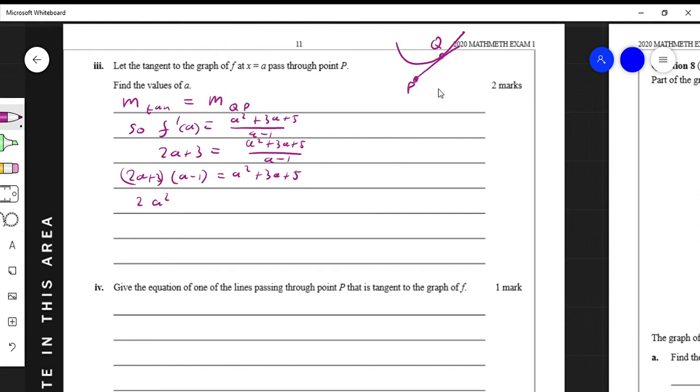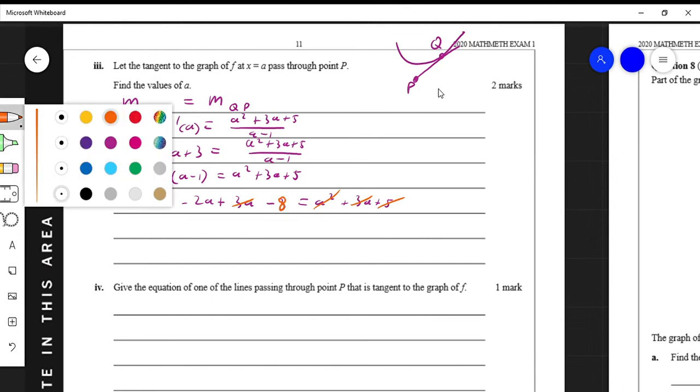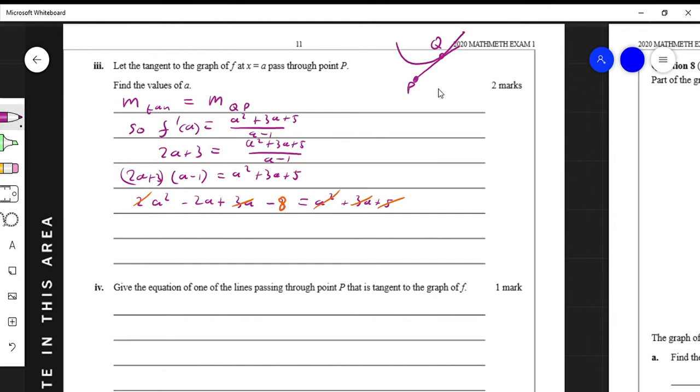Expand this out. 2a squared minus 2a plus 3a minus 3 equals a squared plus 3a plus 5. We can start cancelling. So 3a on both sides, get rid of those. Subtract a squared, subtract 5, make that into a little 8 there. Hopefully that made sense. And then we're left with a squared minus 2a minus 8 equals 0. We can factorize this as a minus 4, a plus 2 equals 0 by the null factor law. So a equals 4 or a equals 2.